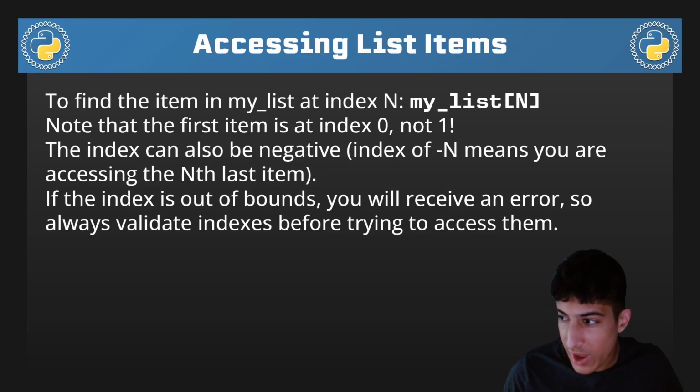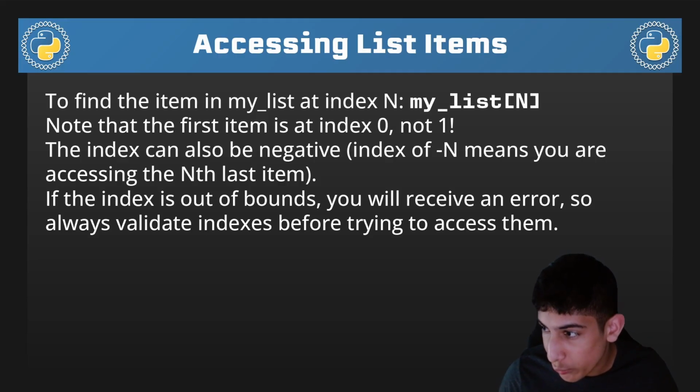Now let's learn how to access the items inside a list. In order to find the item in a list at index n, you can make use of the square bracket syntax again, but this time type the name of the list, the variable name, and then immediately after that put square brackets and then the index inside those square brackets. However, an important thing to note is that the first item in the list is not at index 1, it's at index 0.